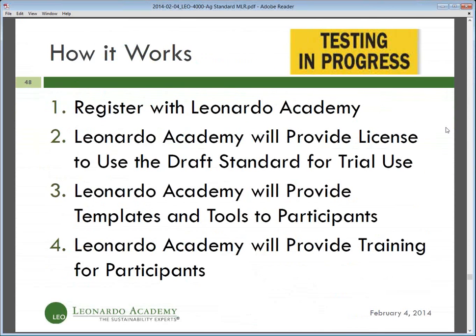How it works: you register with Leonardo Academy. Leonardo Academy will provide a license to use the draft standard for trial use. Leonardo Academy will provide templates and tools to the participants. Leonardo Academy will provide training to the participants. We will also gather the information developed in the pilot and bring it back to the table so that future versions of Leo 4000 can benefit from that information gained in the pilot.